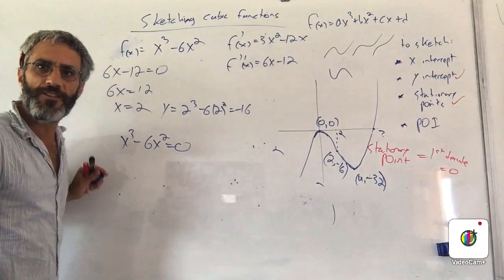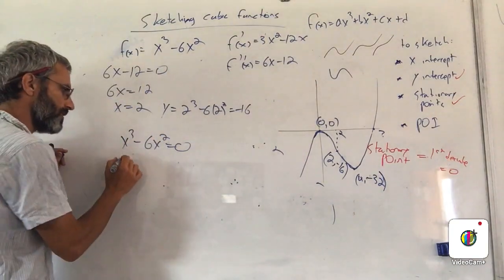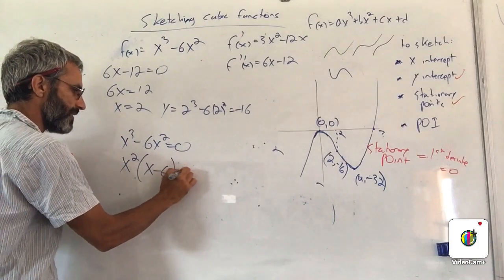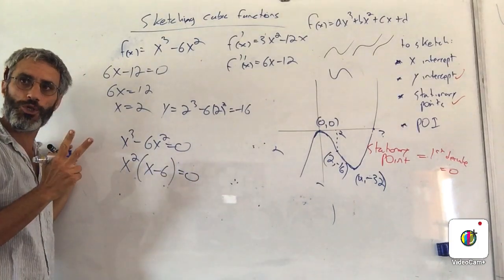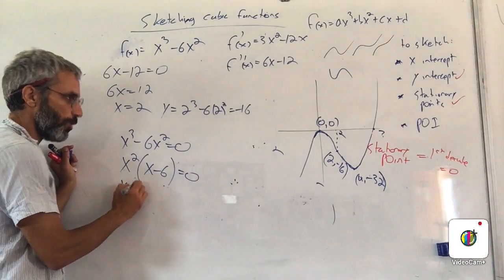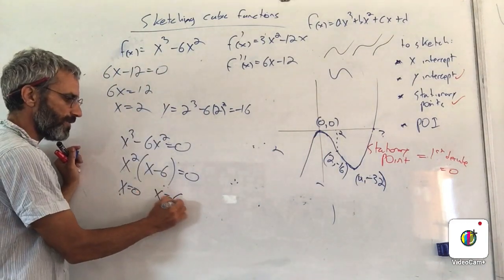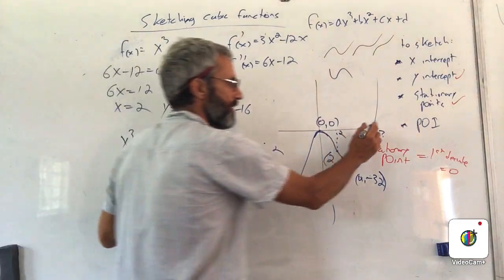It's been a while since we've done it. Take the common factor, which is x squared. And then we're going to have x minus 6 equal to 0. So we have two solutions, isn't it? Yeah. x equals 0, which should be, because that is an intercept. And x equals 6, which is our missing intercept.